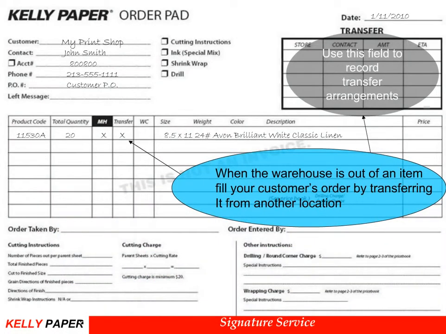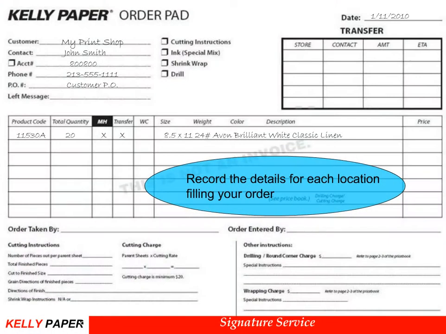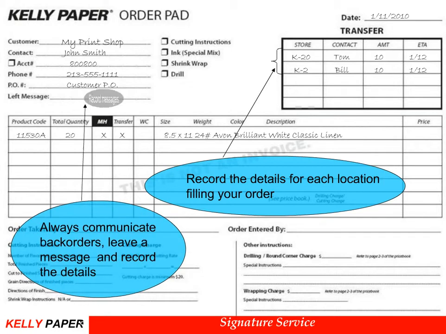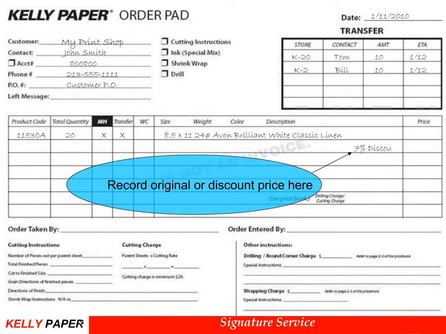When the warehouse is out of an item, this is called a back order. Be careful to record complete communication regarding the status of every order. Always let the customer know when a back order occurs. Let them know if you are able to get the product from another location and how long it will take to receive into your store. Use the price field to record special pricing quotes or to work out a COD amount. Recording this information while you are talking with your customer will actually save time later.